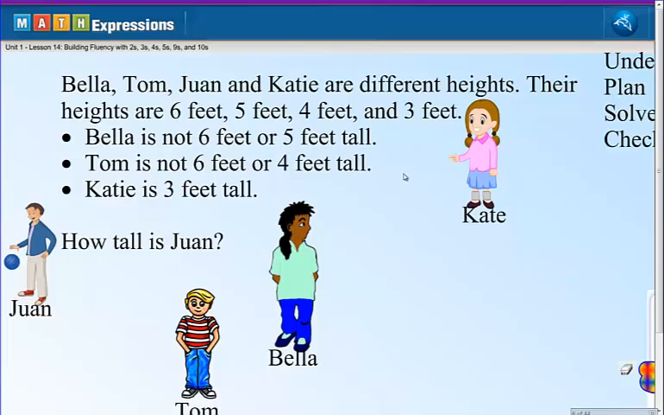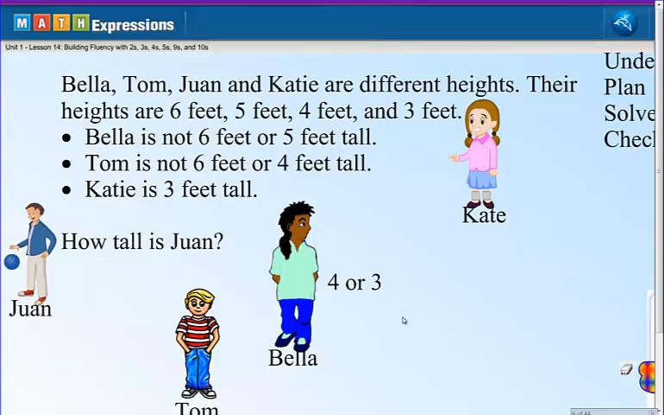Let's try to solve it by pointing out which one Bella might be. Bella is not 6 feet or 5 feet. So that means she is either 4 or 3. So this one's not going to be really a plan where we're going to use adding or subtracting. It's going to be using our brains to deduct which one's which. So Bella's either 4 or 3.